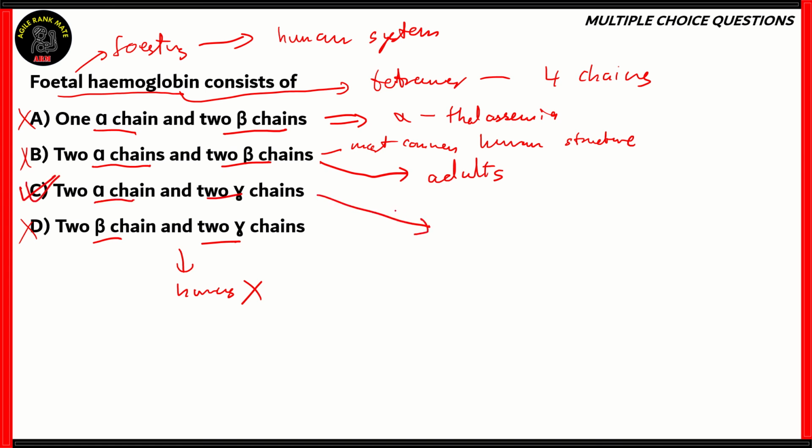Now the reason why a fetus has 2 alpha and 2 gamma chains is because this structure bonds greater with O2. So basically it has a greater bonding power with oxygen. Since there's less oxygen in the fetus, it needs hemoglobin with stronger attraction to O2, and that's why alpha and gamma chains are present in fetal hemoglobin, whereas adults have alpha and beta chains in their hemoglobin. So therefore option C is the correct option.